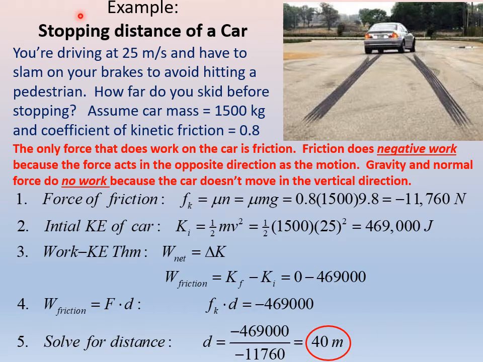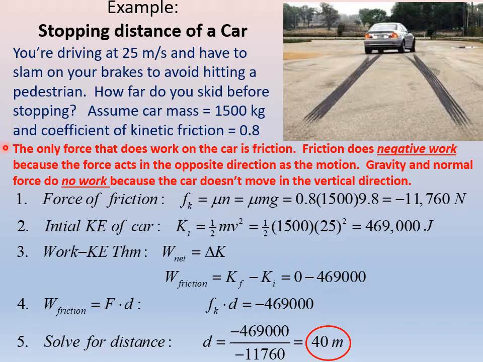Let's look at another example here. This is to calculate the stopping distance of a car. So let's say you're driving at 25 meters per second and have to slam on your brakes to avoid hitting a pedestrian. How far do you skid before stopping? Assume the car's mass is 1,500 kilograms and the coefficient of kinetic friction is 0.8.